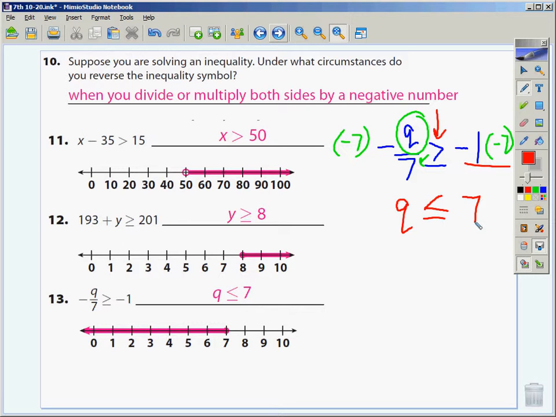I'm going to fill in my circle on 7, which is what you see here, filled in. And because it's getting less, it is going to go to the left.